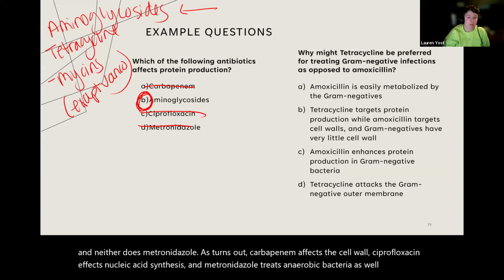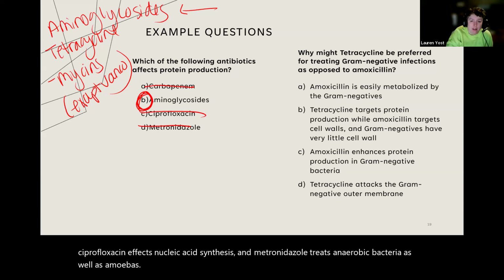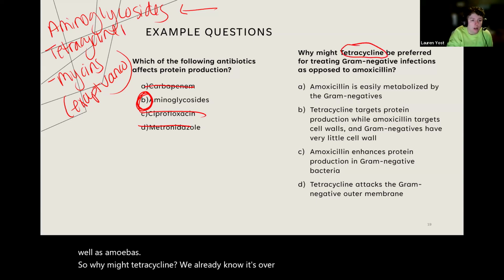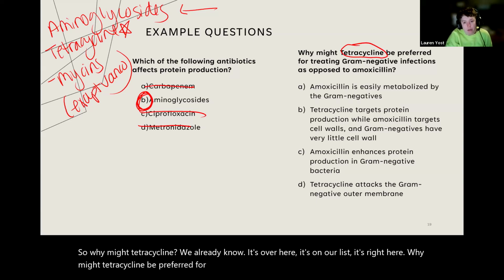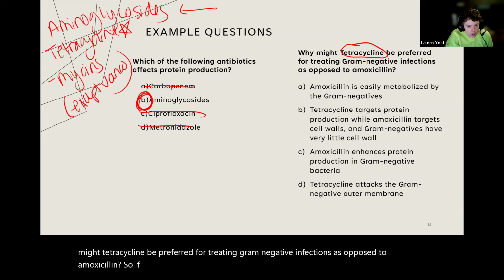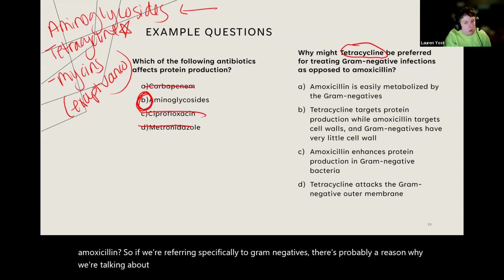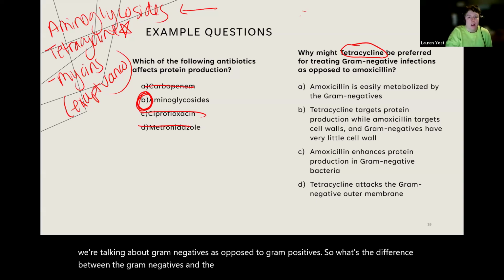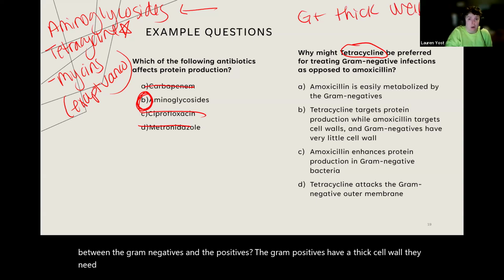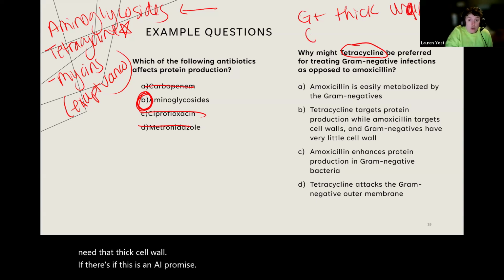So why might tetracycline, we already know it's over here, it's on our list, be preferred for treating gram-negative infections as opposed to amoxicillin? If we're referring specifically to gram-negatives, there's probably a reason why we're talking about gram-negatives as opposed to gram-positives. So what's the difference between the gram-negatives and the positives? The gram-positives have a thick cell wall. They need that thick cell wall. They need that cell wall to be thick.